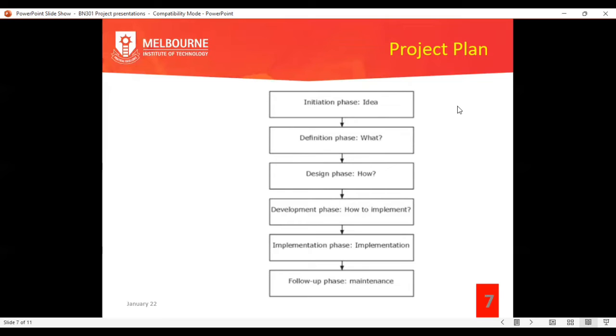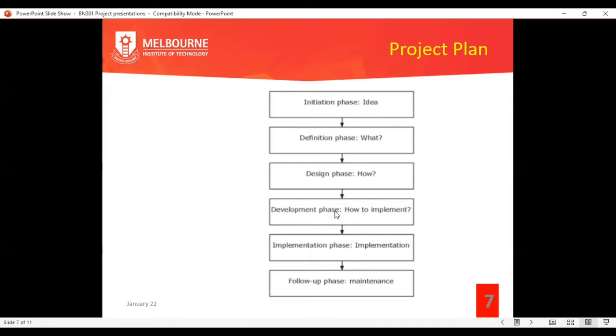Okay, so next will be me, Prince Chakal. So I'm gonna share about the project plan. So we're gonna see how we're gonna have some different phases like initiation phase. That's our first phase about the idea. Then the second phase will be our definition phase. That what would be our idea. Then will be our design phase. How we're gonna present our idea. What will be the design of the idea.